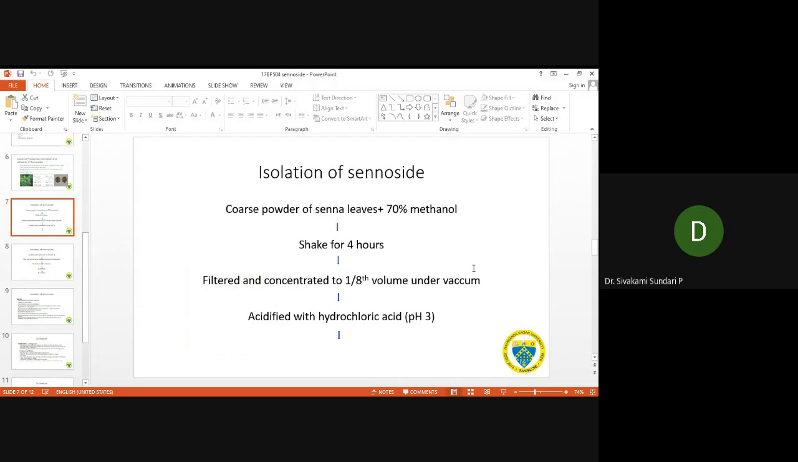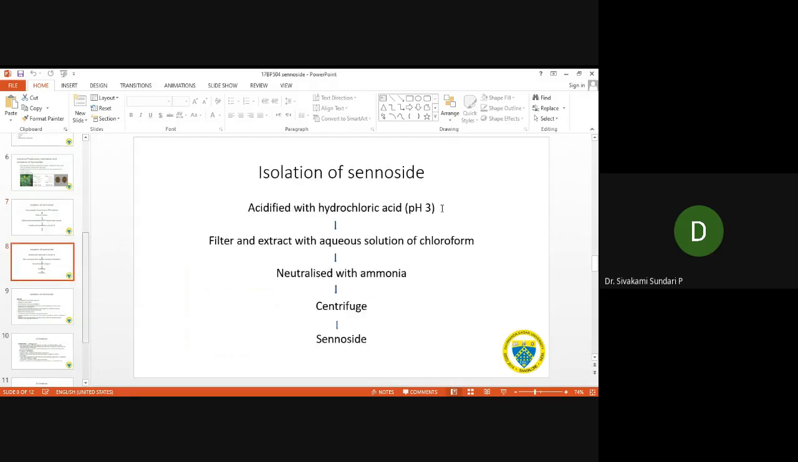Let us see the isolation of sennosides. Coarse powder of senna leaf is macerated with 70% methanol for 4 hours. Then it is filtered. The filtrate is concentrated to 1/8th volume under vacuum. It is acidified with hydrochloric acid until it reaches pH 3. Then it is hydrolyzed into glycan and aglycan parts.